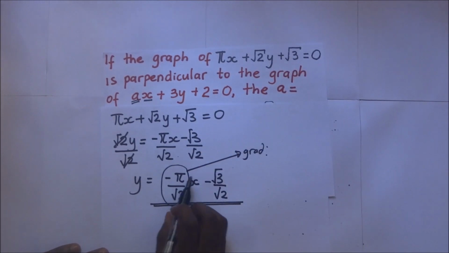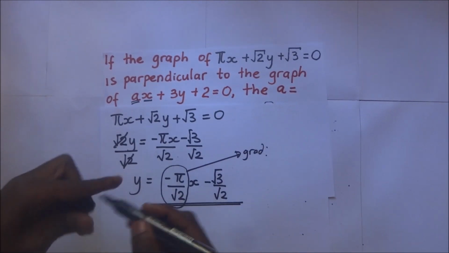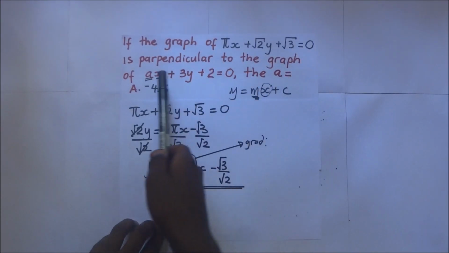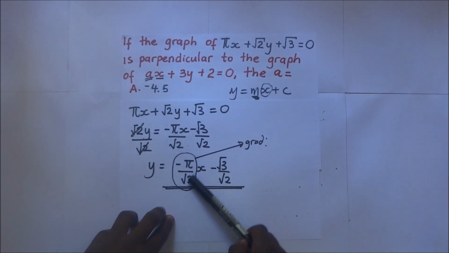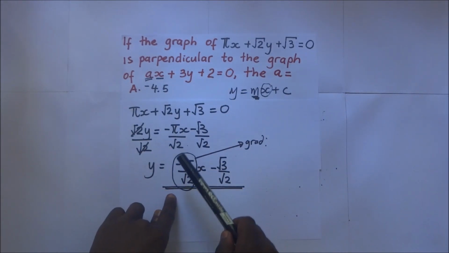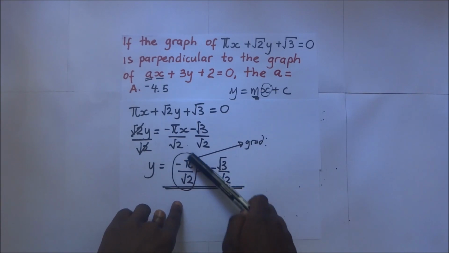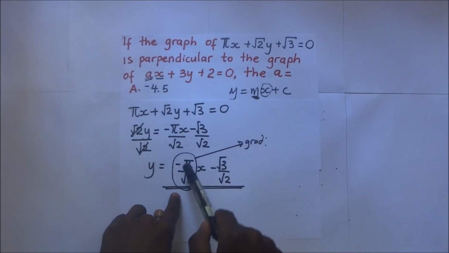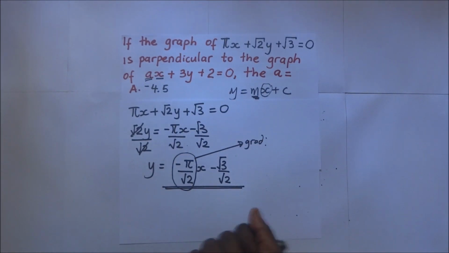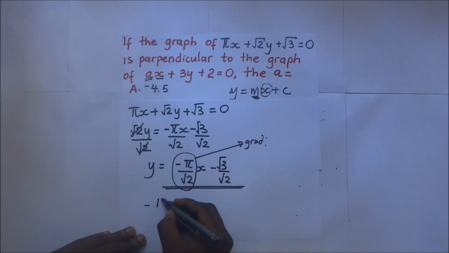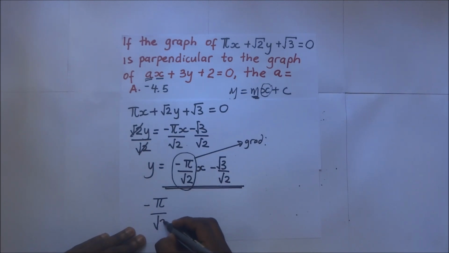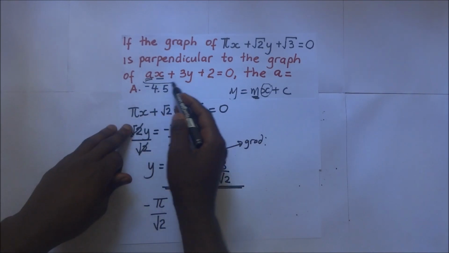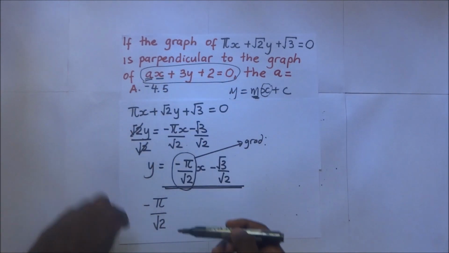But now remember, this gradient here is the gradient of this graph. Since this equation is perpendicular to that, the gradient of this is supposed to be the negative reciprocal of the other. In other words, when we multiply this gradient by that gradient, we're supposed to get negative 1. The gradient of this is negative pi over root 2. So the gradient of this one right here is the negative reciprocal of this.